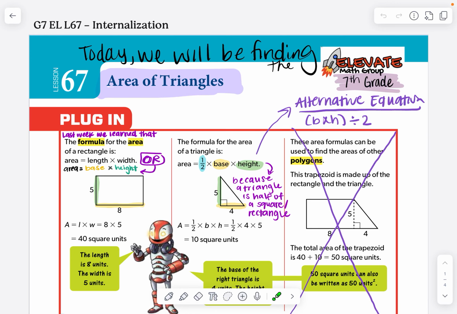Hi everyone, this is 7th grade Elevate Lesson 67. We are back working on area today, specifically on the area of triangles.